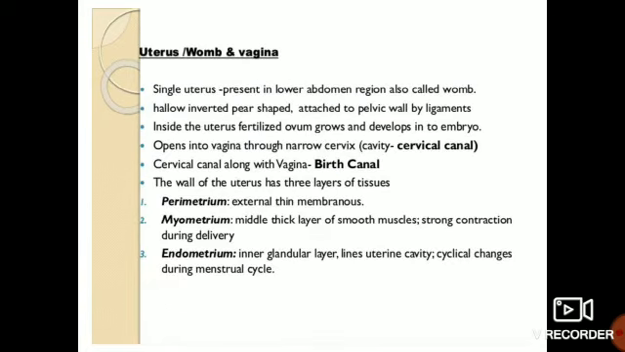The wall of the uterus has three layers of tissue: perimetrium, the external thin membranous layer; myometrium, the middle thick layer of smooth muscles, with strong contraction during delivery. During the delivery of a baby, very strong contractions happen in this myometrium, and because of that the mother feels pain. Endometrium, the inner glandular layer, lines the uterine cavity. Cyclical changes during the menstrual cycle happen in this layer only.